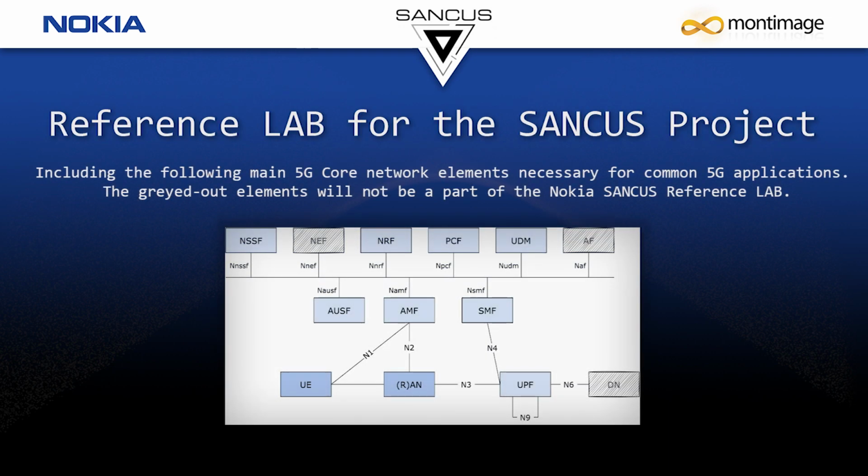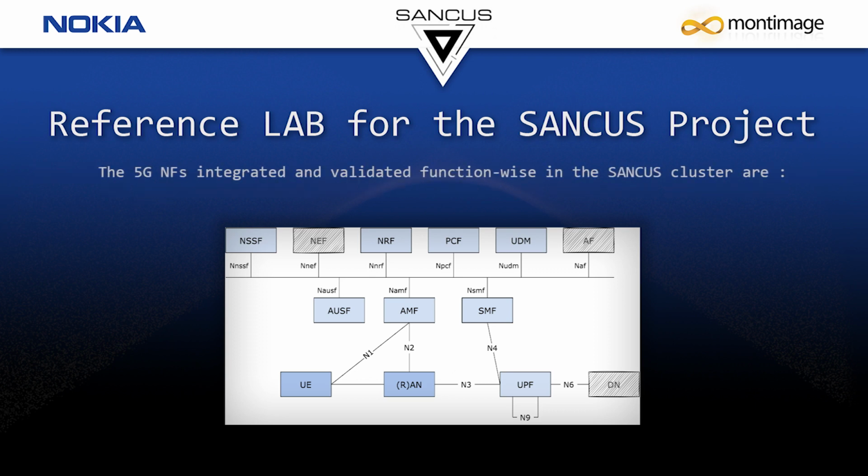Reference Lab for the SANCUS project, including the following main 5G core network elements necessary for common 5G applications. The grey-out elements will not be a part of the NOKIA SANCUS Reference Lab. The 5G NFs integrated and validated function-wise in the SANCUS cluster are AMF, UPF, SMF, NRF and NSSF.